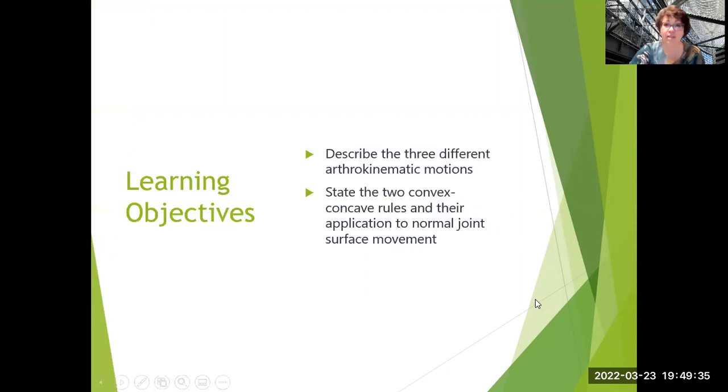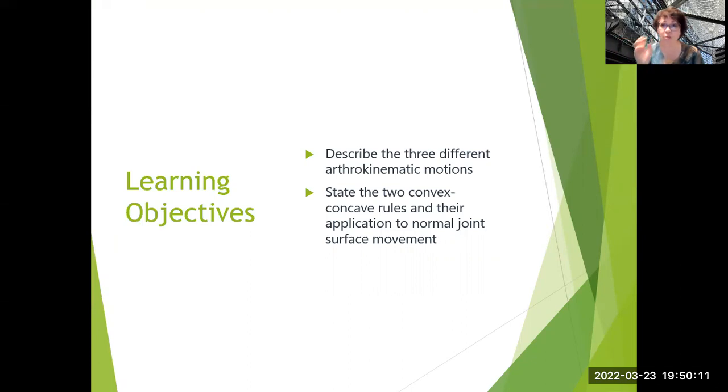Our learning objectives for this are that we want to be able to describe 3 different arthrokinematic movements that happen between joint surfaces, and the 2 rules governing arthrokinematics. Convex-concave rules is what we call them, and their application to normal joint surface movement. In the text, for every joint we talk about, there's some very detailed arthrokinematics for each joint movement, and I am not going to expect you to know those as we go on through this course.